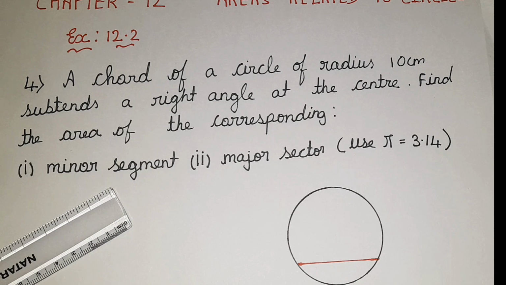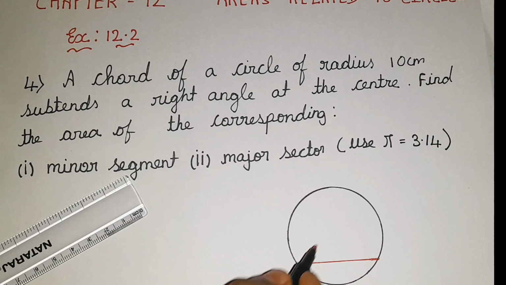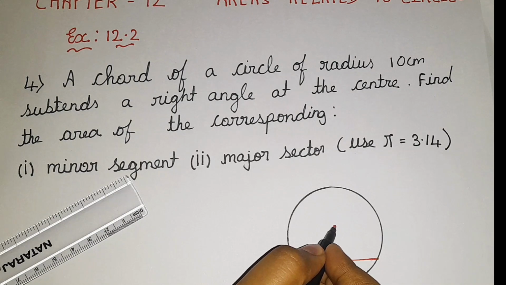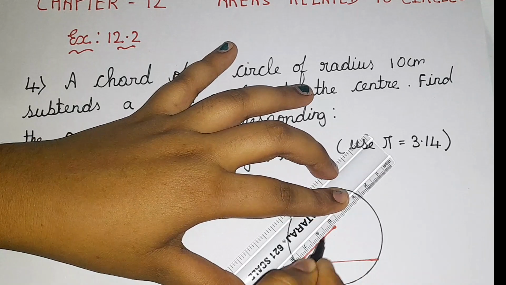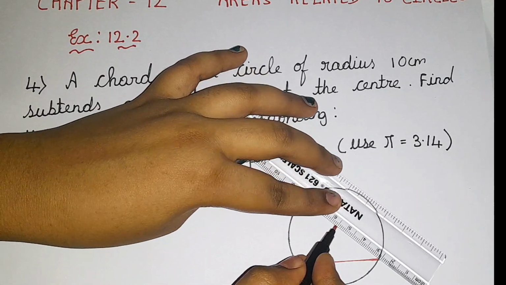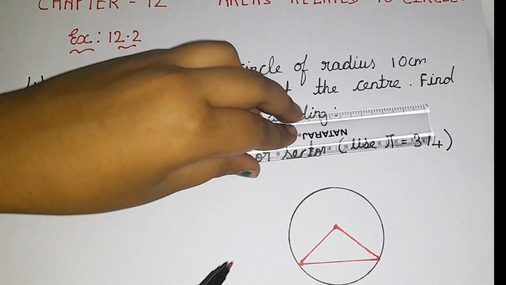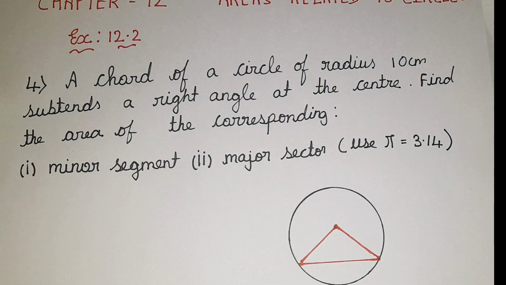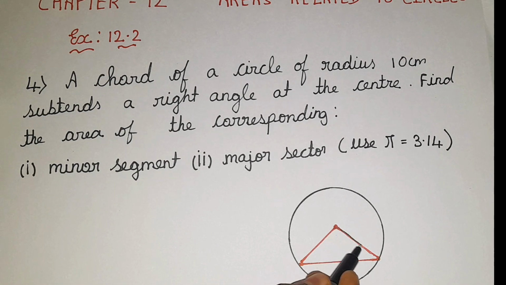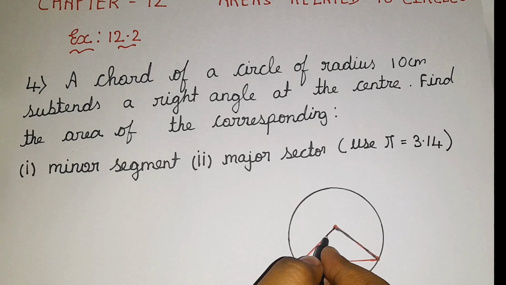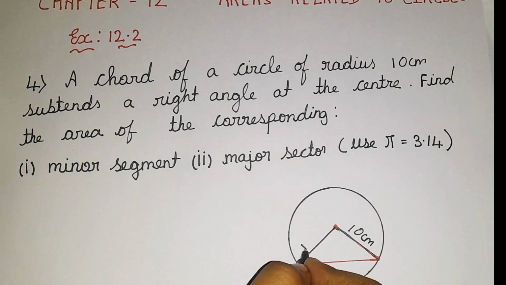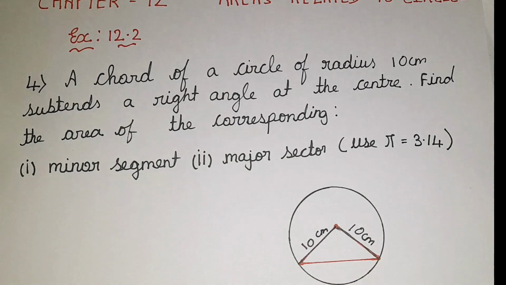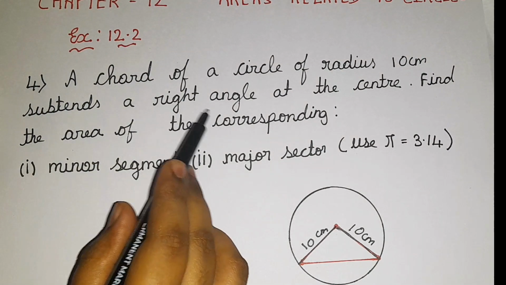The radius is 10 centimeter. Since you guys know the circle has a center point, let us take this as the center point. Then the radius will be this line. I just drew two lines, right? Here we call this one as radius, and here also this one as radius. So that is 10 centimeter, and here also 10 centimeter.